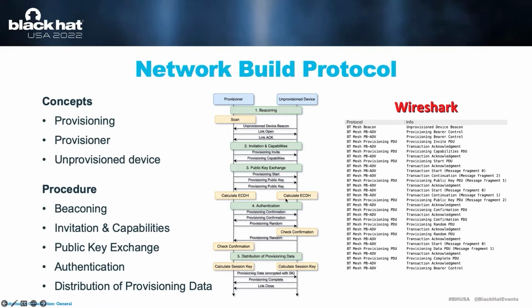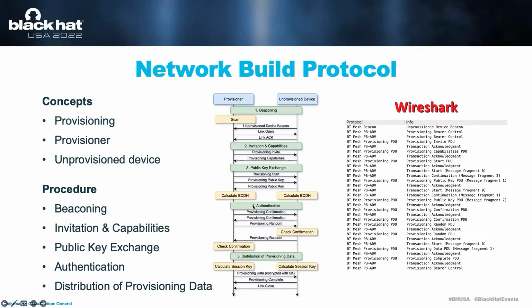Well, let's start with the network build protocol. Network build is a process in which new devices join the mesh network with the help of a mesh gateway. Formally, the network build is called provisioning, and the mesh gateway is called the provisioner, and the new device is called the unprovisioned device. The network build protocol contains five procedures, but we just need to know the overview.